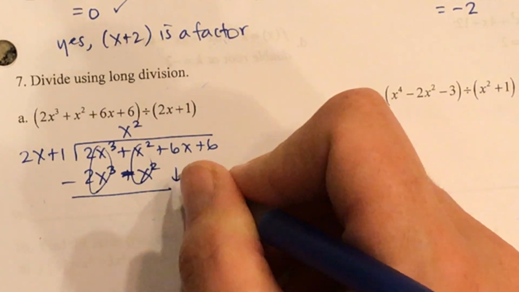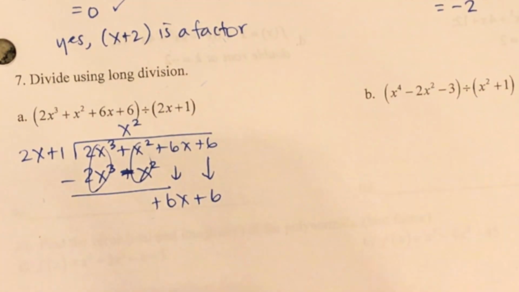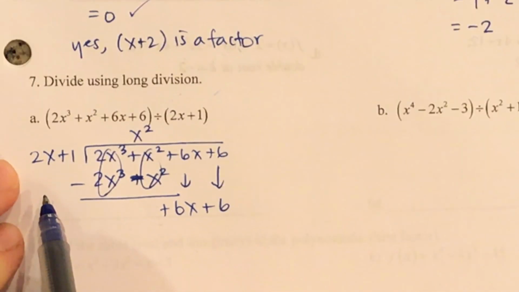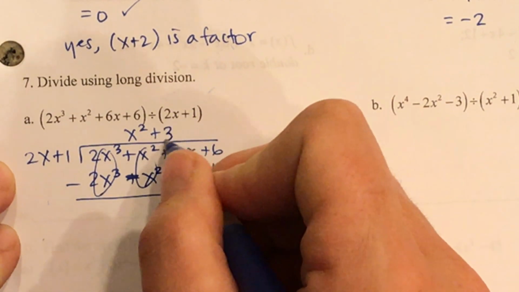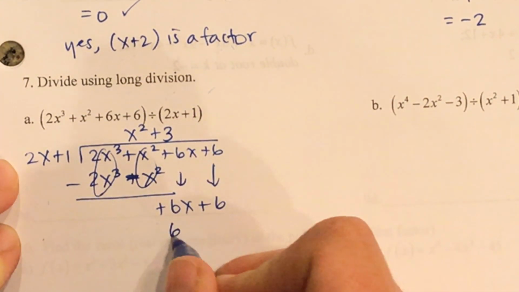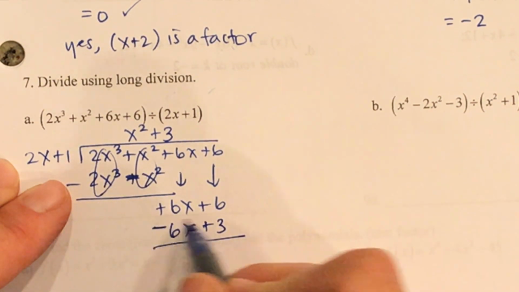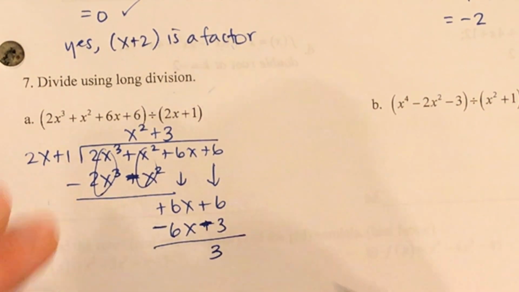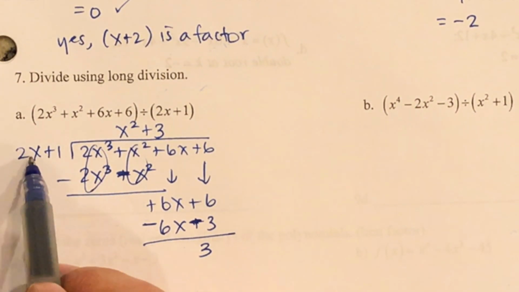Oh, that's interesting. Let's see how that affects things. I'm going to bring both of these down now just for fun. So now the question is, 2x times what gives you 6x? So that's going to be just a cute little 3. Gives me 6x plus 3. Subtract, and then subtract that, you get 3, my remainder. I know to stop because this is a lower degree than that.